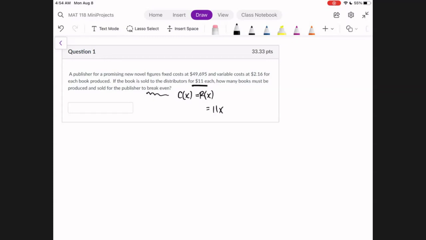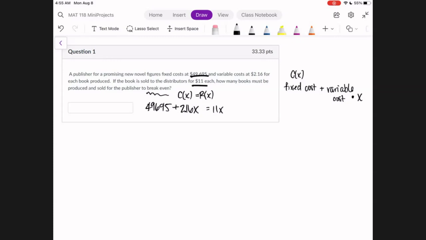So remember, your cost is typically your fixed cost plus your variable cost. And then the variable cost is usually times how many books, right? Because it varies, okay? So our fixed, it says here, is the 49,695. Then we're adding to that fixed cost the variable cost, which is 2.16, but then since that's based on how many books we have, times x.